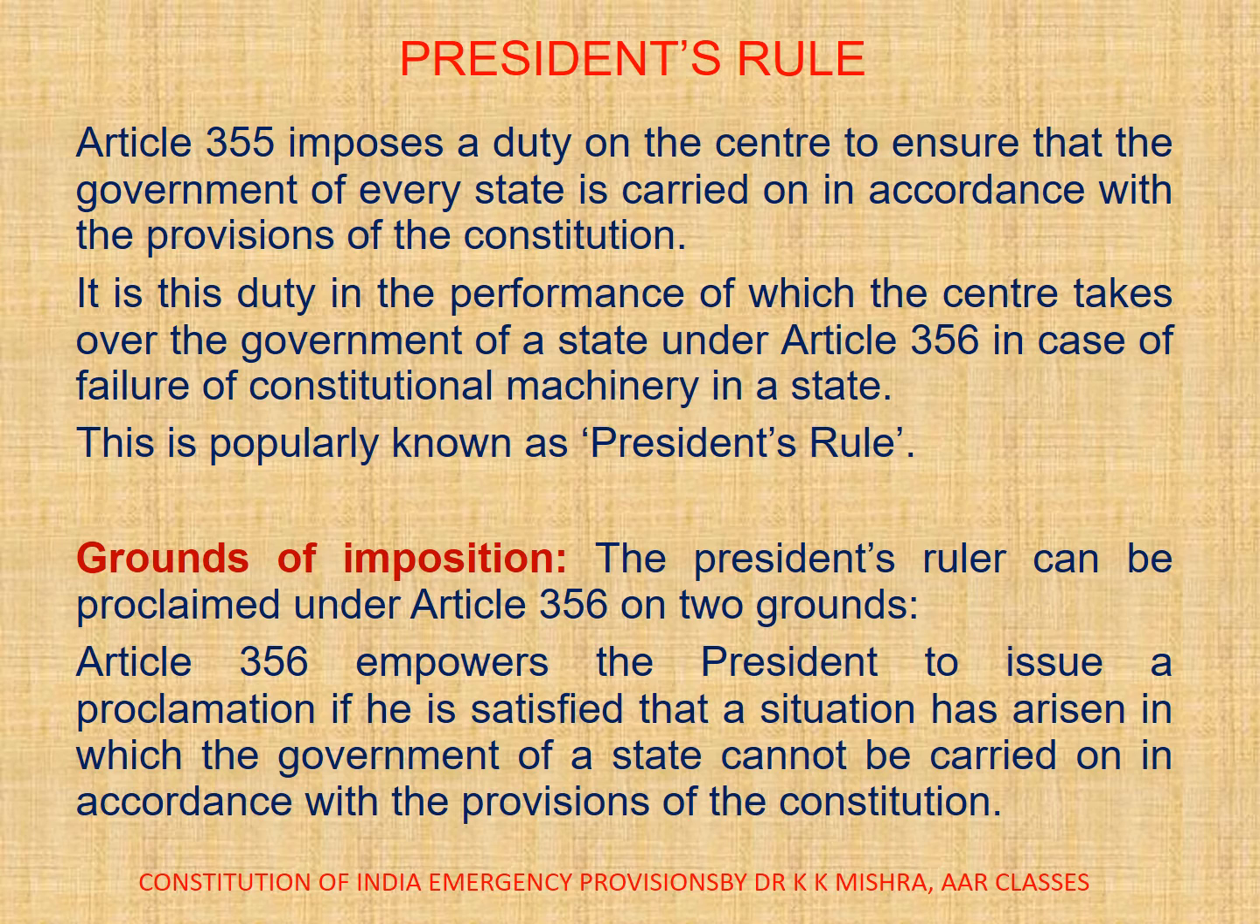Now, grounds of imposition of President's Rule. The President's Rule can be proclaimed under Article 356 on two grounds. One, Article 356 empowers the President to issue a proclamation if he is satisfied that a situation has arisen in which the government of a state cannot be carried on in accordance with the provisions of the Constitution.